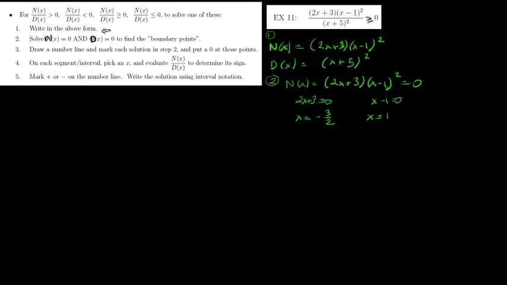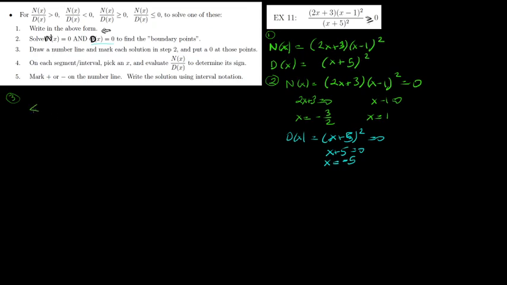All right. Next, we set the denominator equal to 0. So the denominator is just x plus 5 squared. When you set that equal to 0, you can take the square root, subtract 5 from both sides, and we get negative 5. So there we go. We solved the numerator, we solved for the denominator, and so now step 2 is done.